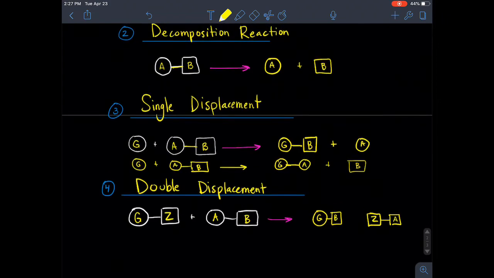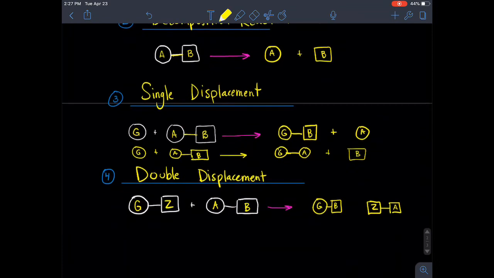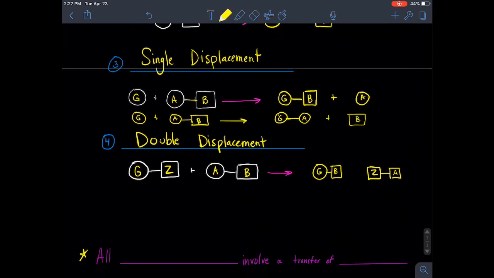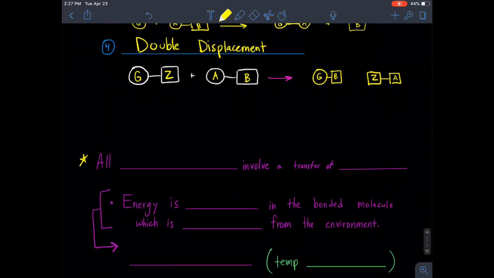Oftentimes, like in the decomposition, we're breaking a bond. In the combination, we're making a bond. In the single displacement, we break a bond and then we reform a new bond. In the double displacement, we break 2 bonds and we reform 2 new bonds. Well, all of that breaking and making bonds, that means that we need some energy to do it. It's not so easy. They don't just break on their own. You have to apply energy, or sometimes when a bond breaks, it actually releases energy.